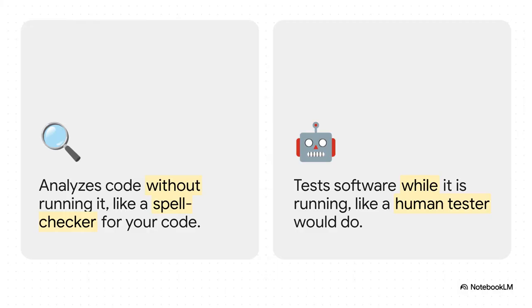So this is a really crucial distinction to understand, the difference between static and dynamic tools. Static tools are kind of like a spell checker for your code. They analyze everything without actually running the program, looking for potential problems really early in the process. Dynamic tools, on the other hand, test the software while it's up and running, clicking buttons, filling out forms, and checking if the right thing happens. Pretty much exactly like a human tester would.